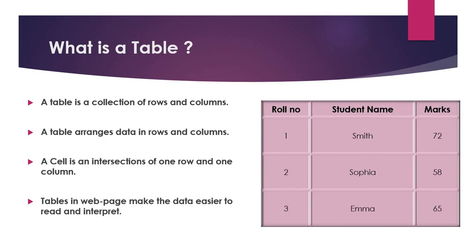In this first lecture of week 8, we will learn how to design tables in HTML document, and how to define data inside table cells. A table is a collection of rows and columns. HTML tables allow web authors to arrange data into rows and columns. A cell is an intersection of one row and one column in a table. Tables in web page make the data easier to read and to interpret.